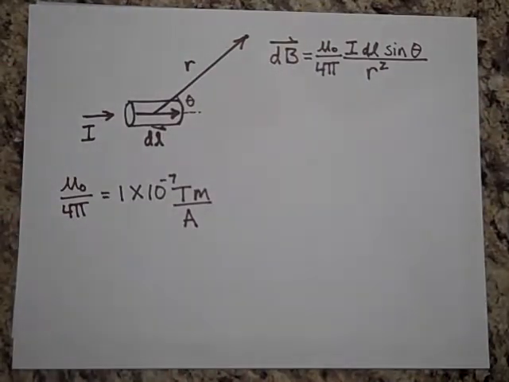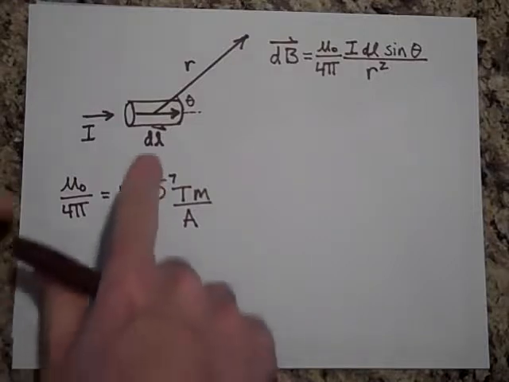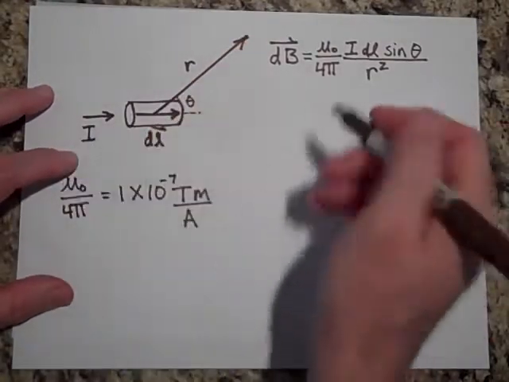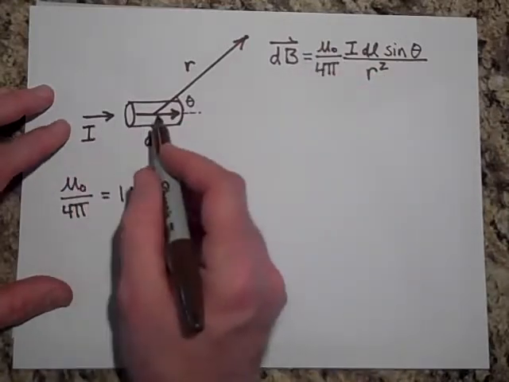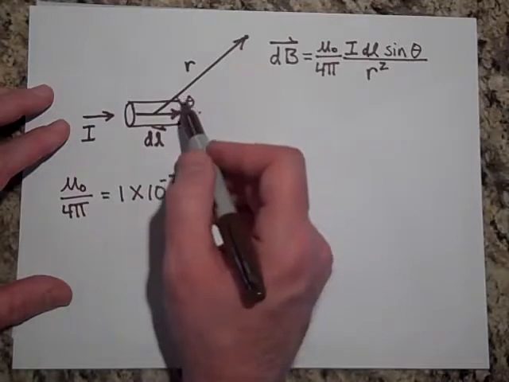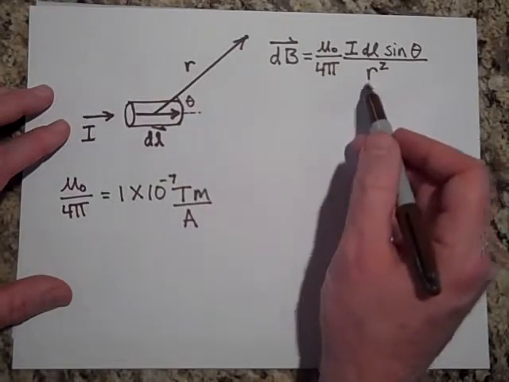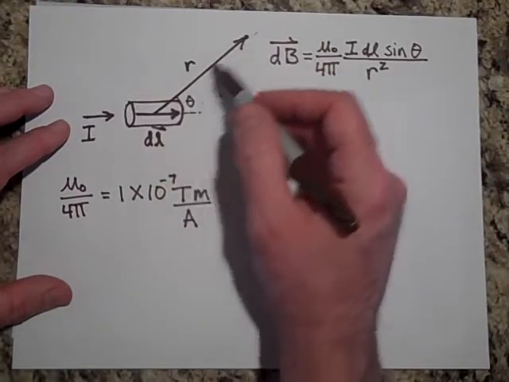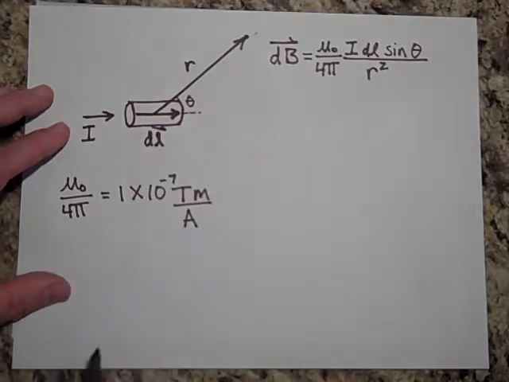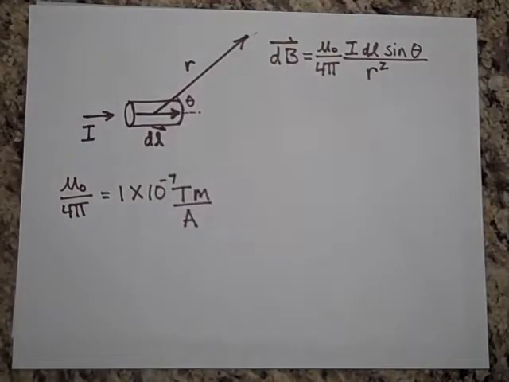Okay, well, in any case, the magnetic field due to this current element is going to be just a constant times how big the current is times dl times the sine of theta, the angle that it makes, all over r squared, r being the distance from the center of the dl to where you want to find the field.